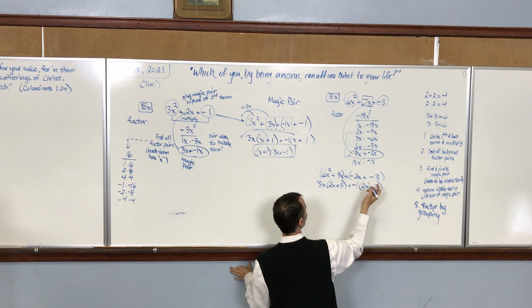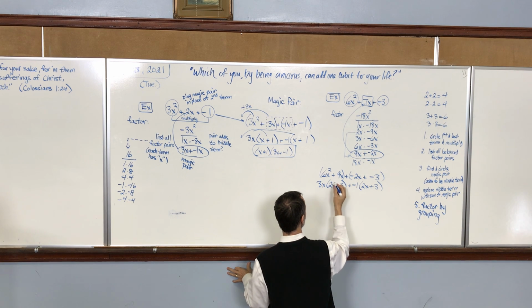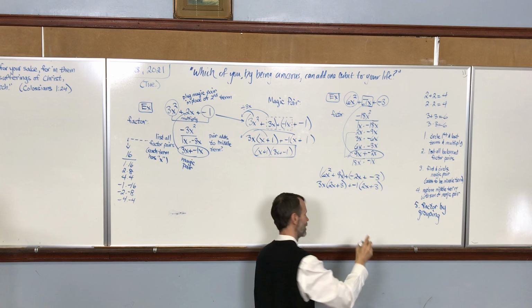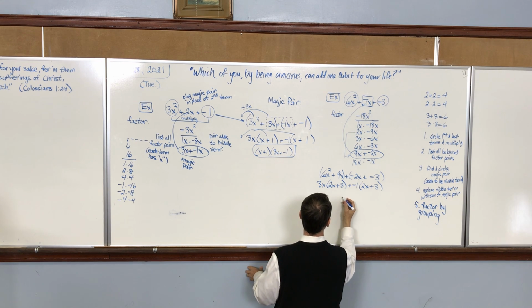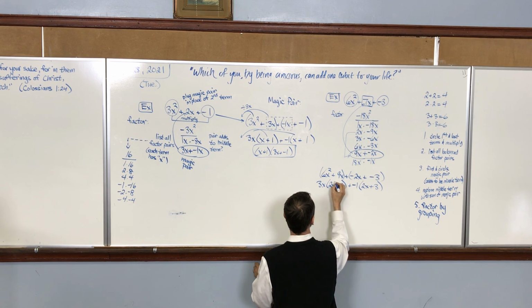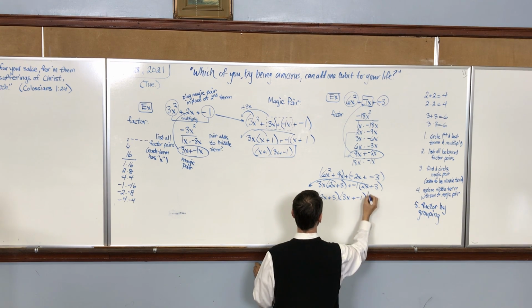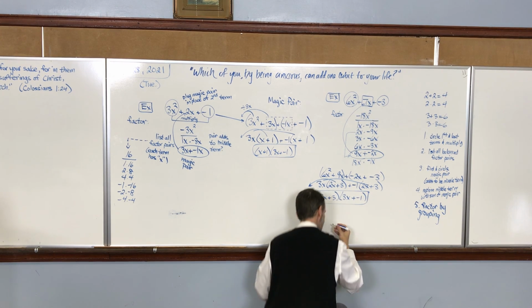Is this going to work? What happens now? Pull the 2x plus 3 out in front. And then what's the leftovers? 3x plus negative 1. And you're done. That's factoring by magic pair.